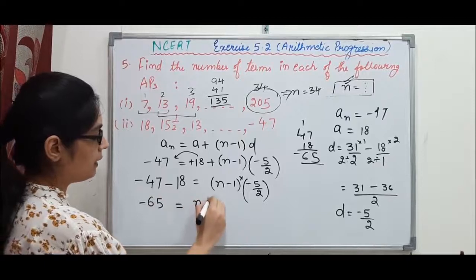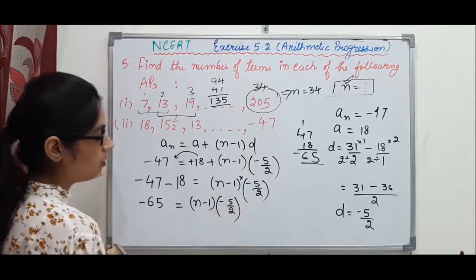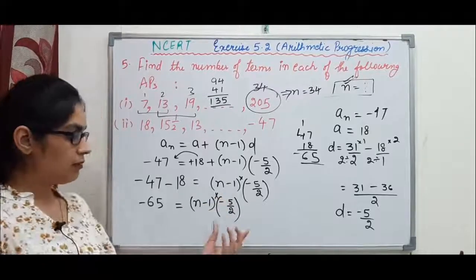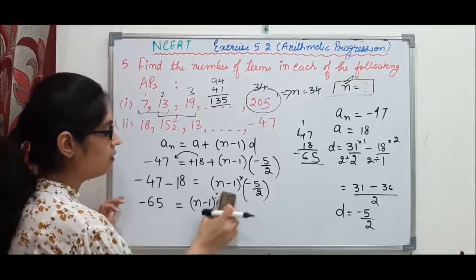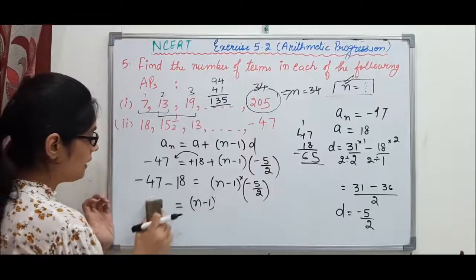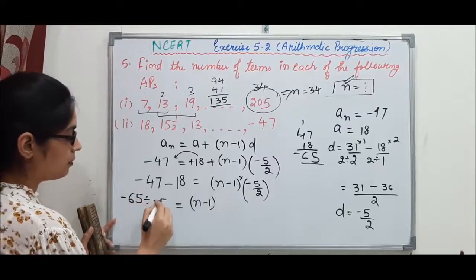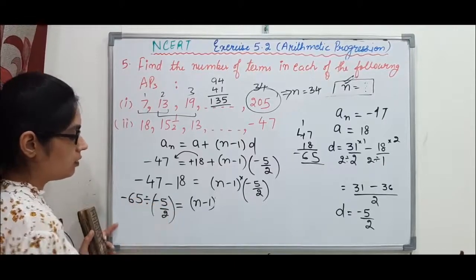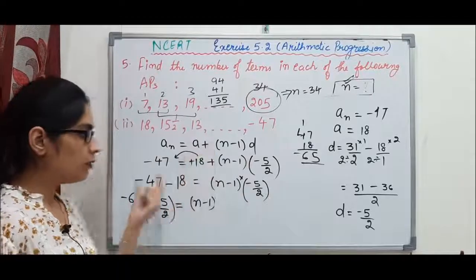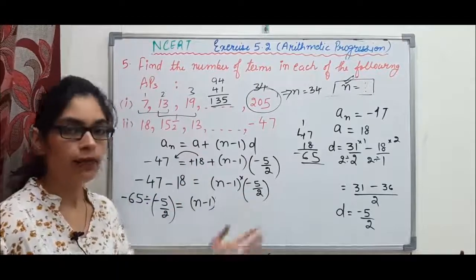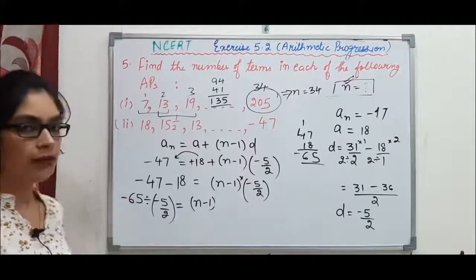So n minus 1 into minus 5 by 2. So this is getting multiplied. See, if I shift this to the other side, this will get divided. So I can write it minus 65 divided by minus 5 by 2. I have just shifted this term from this side to this side. Here it is getting multiplied, so multiplication on changing the side changes to division. So that's what I have written.